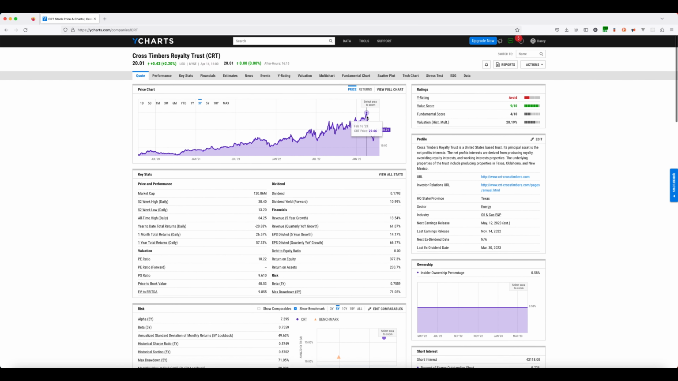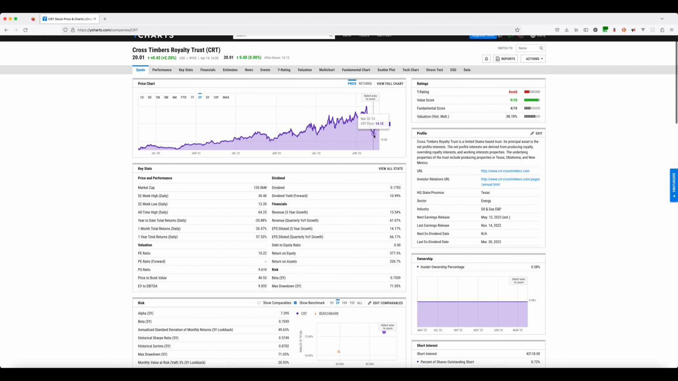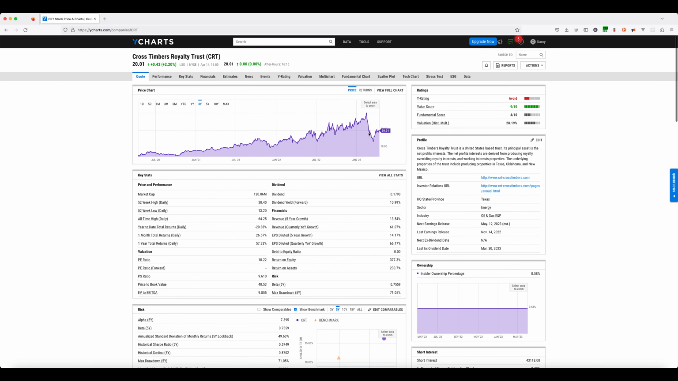It's weirdly come off its high recently. Was it February 15th, 16th, 17th? It was almost $30 a share. I'd be interested to know why it's had such a quick and steep decline in its share price. Is that just because of what's happening with the price of oil? I don't really know. Oil is volatile, that's for sure.